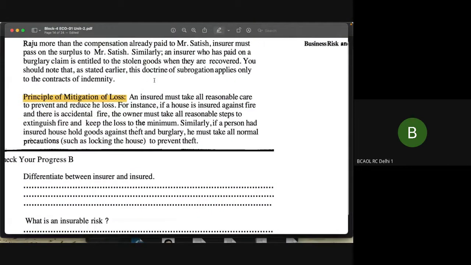Principle of mitigation of loss. Now insurance says ki you have to take all the proper care, all the proper precautions ki loss ho hi na, that loss does not happen.